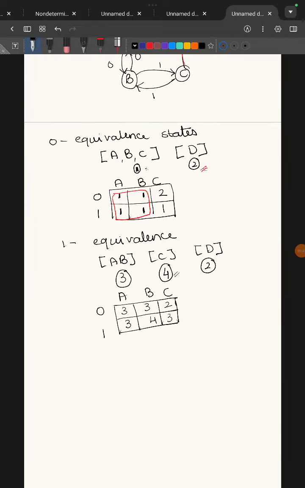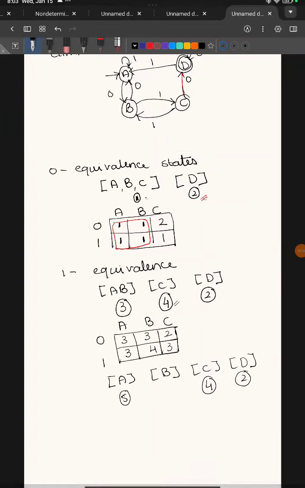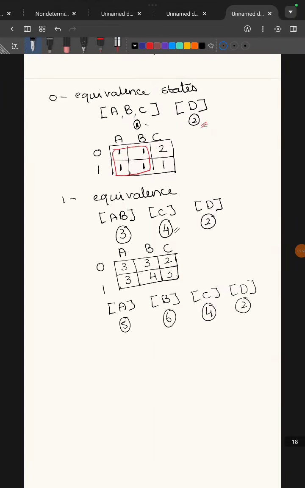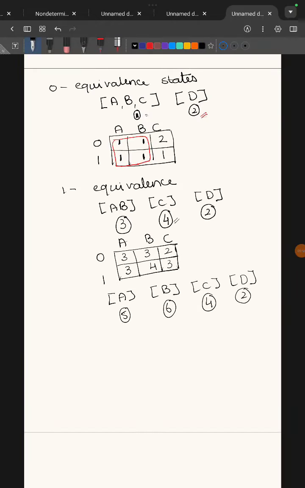So we have to separate now A and B also. So A will be different, B will be different, C will be different, D will be different. So we already know the group name of C and D is 4 and 2. Now we will name A as 5, B as 6. Okay. So already everything is separated. We know that it will be the same, but still we will write. Okay, so these are the two equivalent states. So wait, I will write over here.